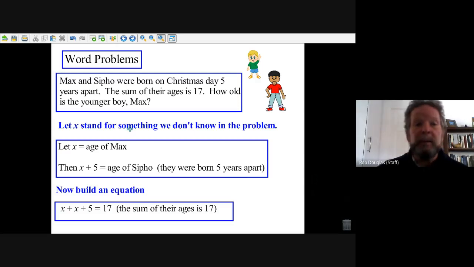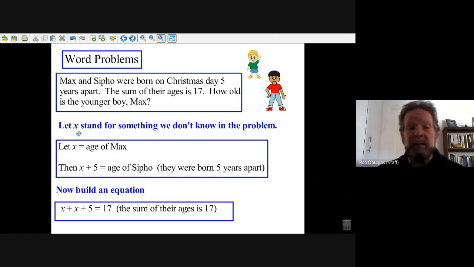We've got two people here, Max and Sepal. They were born on Christmas Day, but 5 years apart. The sum of their ages is 17, but the question is, how old is the younger boy, Max? Now, this might be easy just to do in your head and write down the answer, but we're going to try and learn a method that's going to help us to do really problems that are a lot harder.